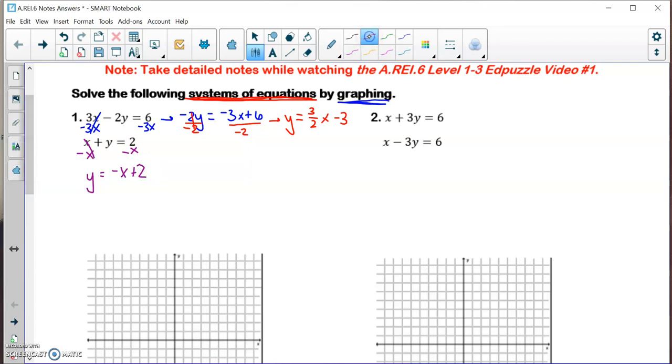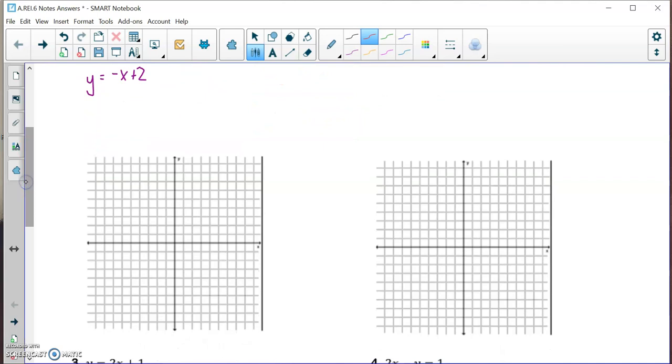My top equation, I'm going to graph this one in red. I have a y-intercept of negative 3 and a slope of 3/2, which would mean I go up 3 and over 2, up 3 and over 2, or I could have gone down 3 and over negative 2. Oops, let's try to redraw that. This is what my line would look like.